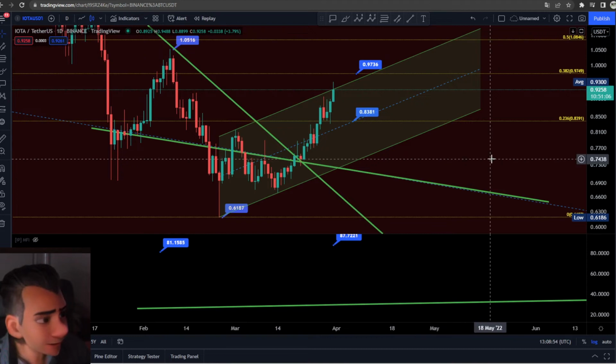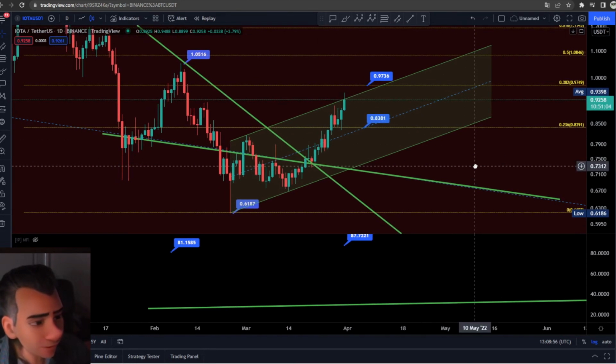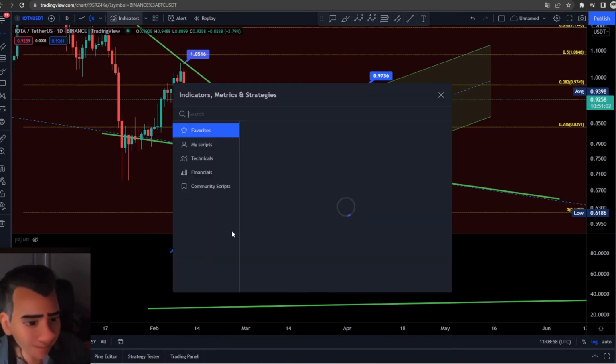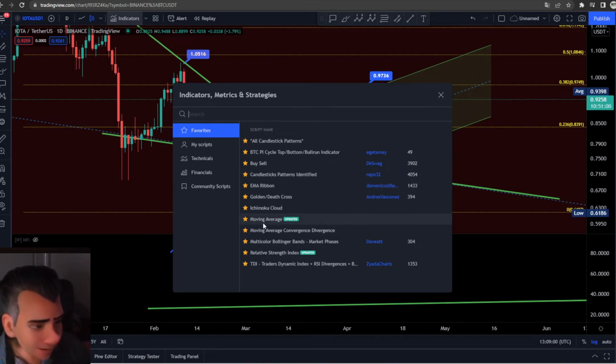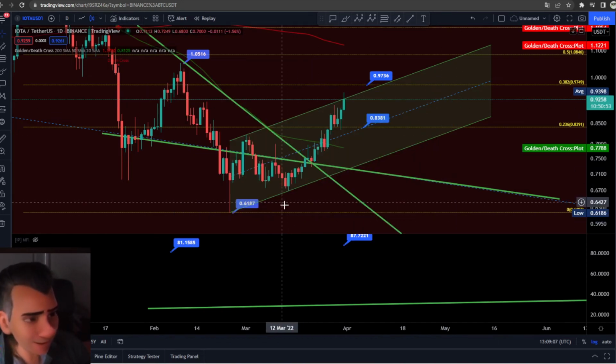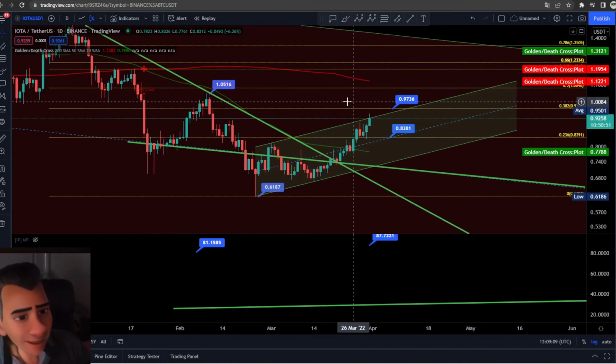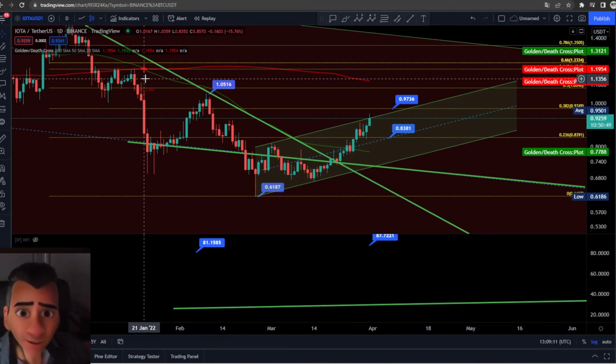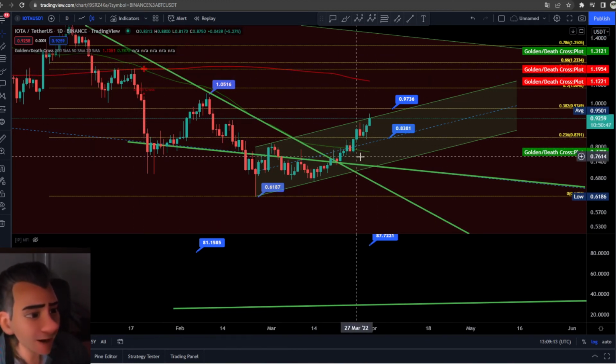Guys, I will not make a long video today. It's important to know this stuff. One thing I would like to show you, it is really important: the golden cross, death cross indicator. Why is it so important? Here it is. We are in a death cross zone. Don't forget it. On the daily time frame, death cross zone, but we are still over the green line.